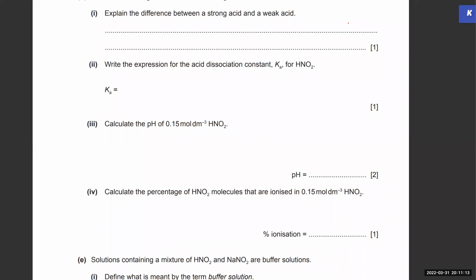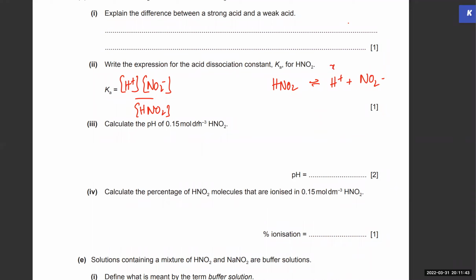So Ka is HNO2 dissociating, and it will produce two ions, H+ and NO2-. I think we did do that part, and the K expression was the concentration of the products, H+ and NO2- concentration, divided by the acid concentration. That was what K was. And then we also calculated the pH of this.